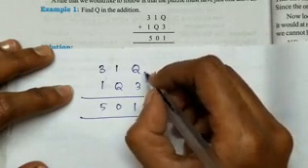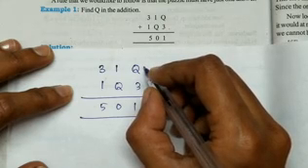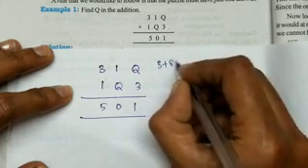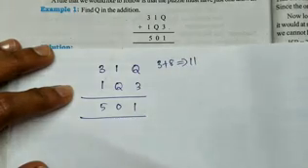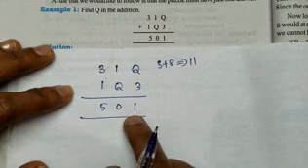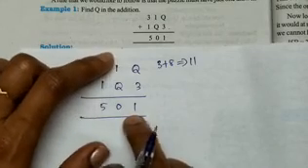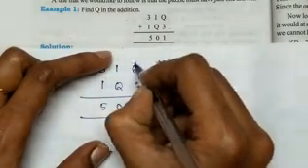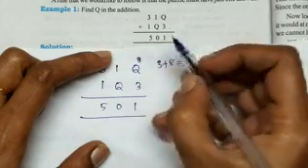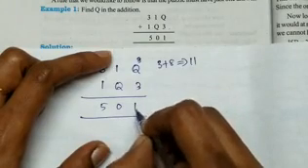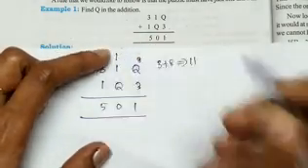3 with the 8 gives 3 plus 8 gives 11, isn't it? So we can write 1 here, then the remainder here. So 3 plus this Q may be 8. Just let's check. 3 plus 8 is 11. So write the 1 here, then the remaining 1 here.